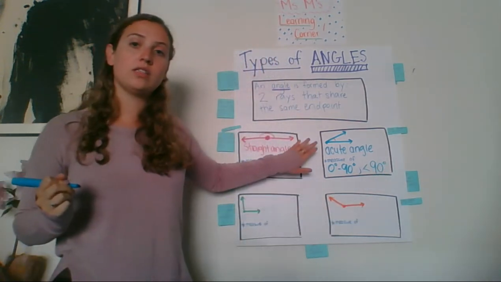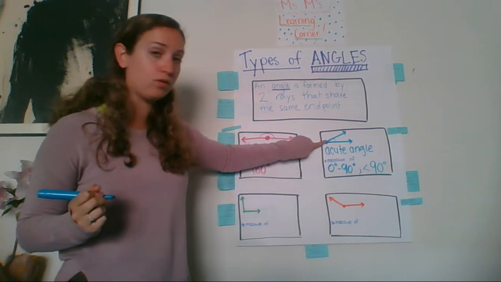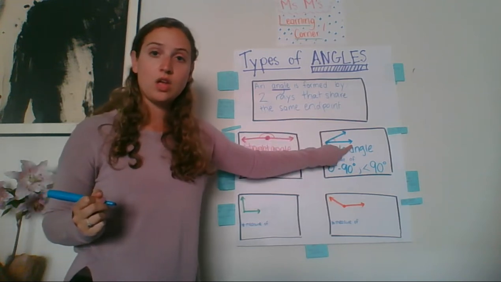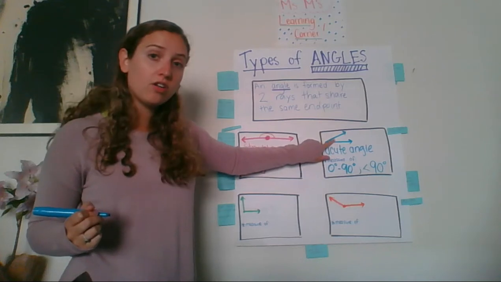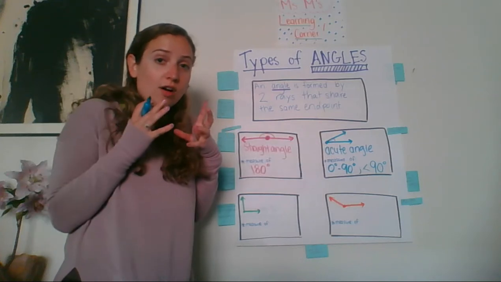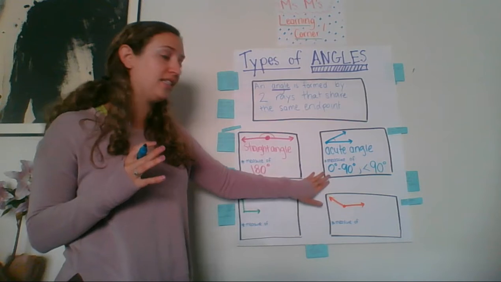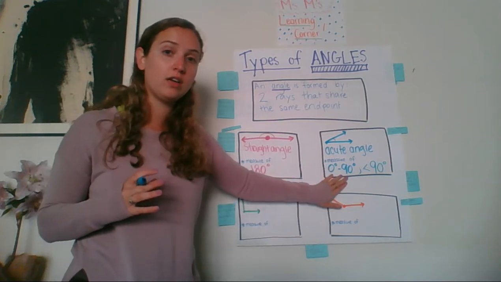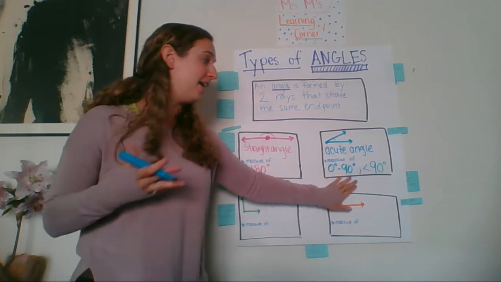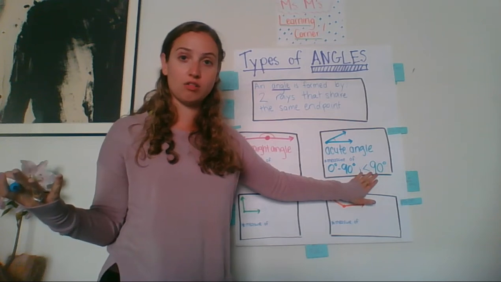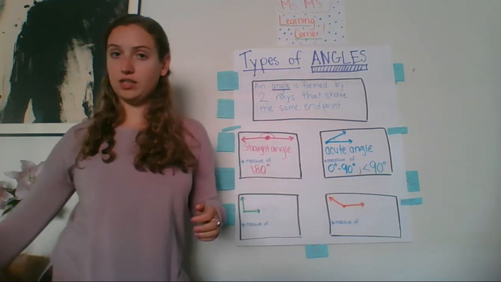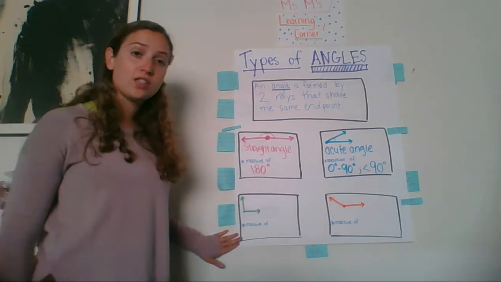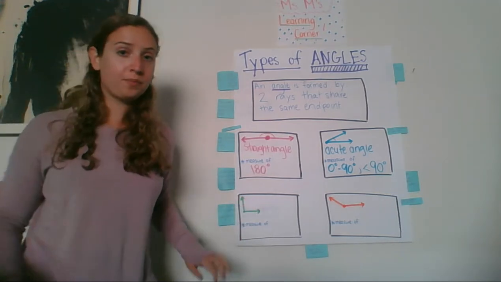So what you'll notice is in our acute angle, we still have those two rays that meet at that same endpoint or vertex. And this little angle inside here is nice and small and cute. So we know that it has to be in between 0 degrees and 90 degrees, or less than 90 degrees. The reason it has to be less than 90 degrees is because of the next angle that we will go over.